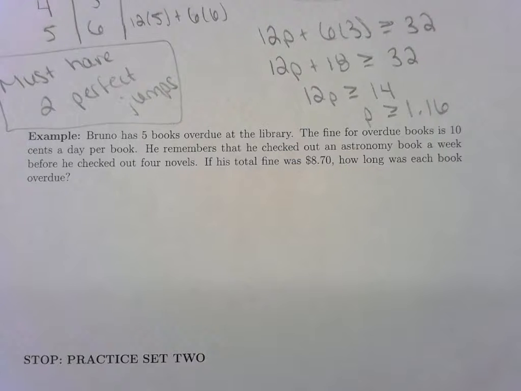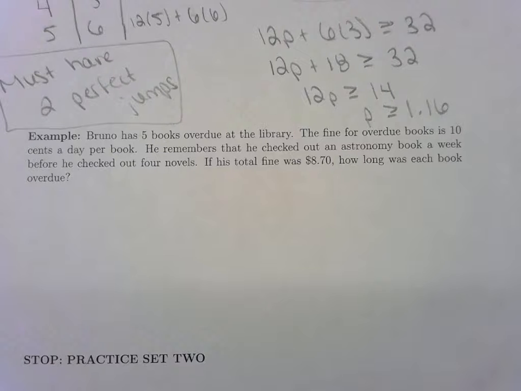Okay, this doesn't really have anything to do with linear equations, even though they are linear equations that we'll set up. This is just really making sure you understand how to break down a word problem. So let's go ahead and take this sentence by sentence. It says Bruno has 5 books overdue at the library. So right now he has 5 books.